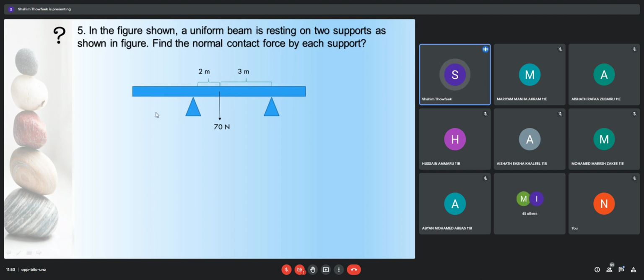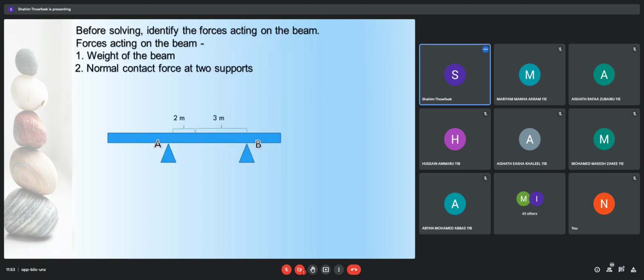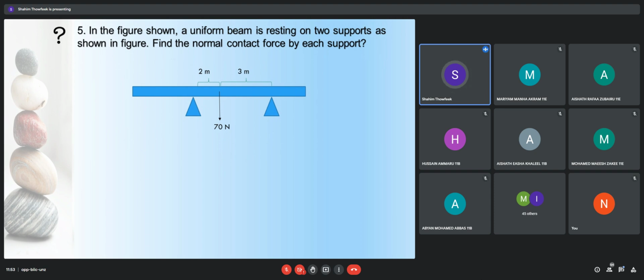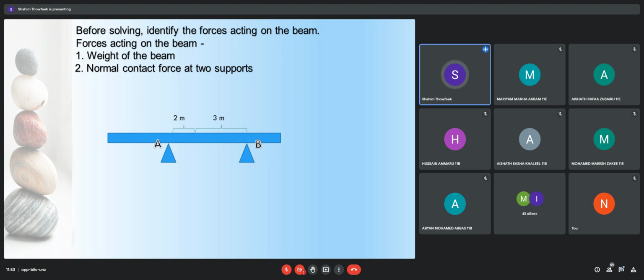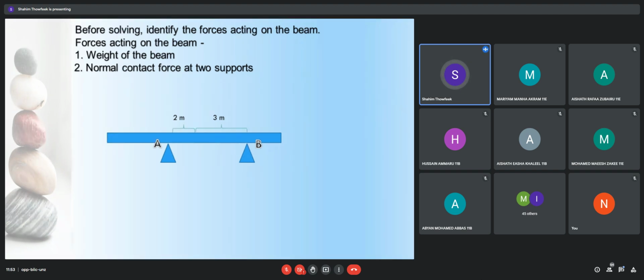In this question, I will show how to use both forces equilibrium and moments, how to apply them. Before that, you have to identify what the forces are. You can see right now the weight is acting. Then there are two more forces acting. What are those forces? Normal contact forces at point A and point B. They are perpendicular to the contacting surface. It is perpendicular to the beam in this situation.